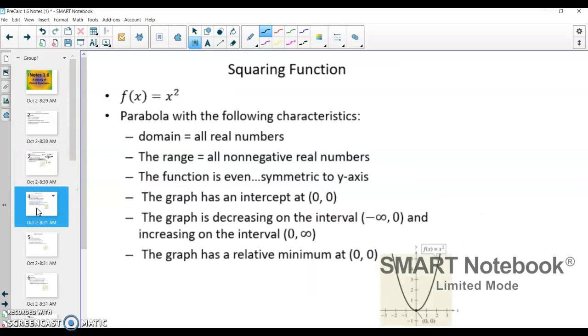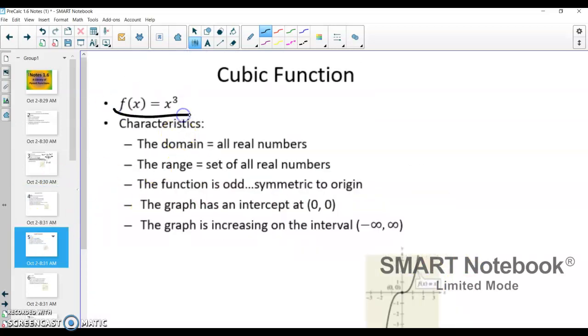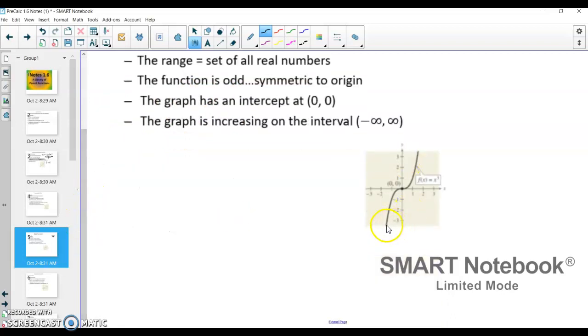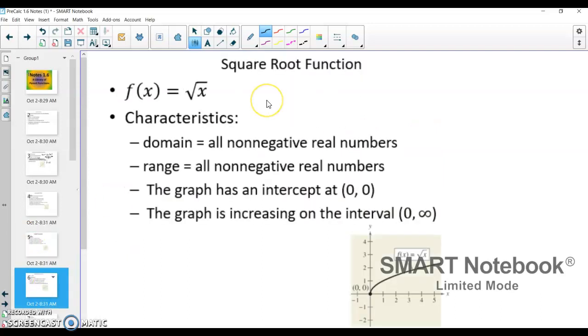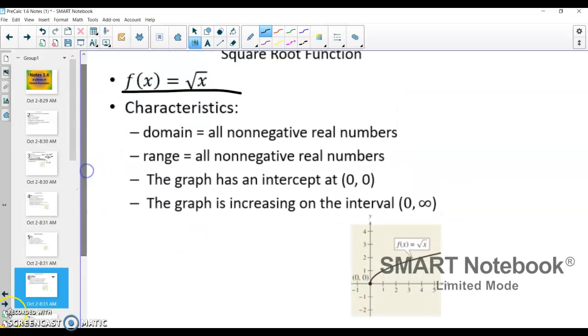The next parent function would be x squared, making this parabola down here. Then we have our cubic function, x cubed, making this sort of spaghetti noodle shape where it's increasing, it flattens there and then keeps increasing. It has symmetry around the origin. Our square root function has just the positive side of things. If we added the negative side, all of a sudden it wouldn't pass the vertical line test. So really we just look at the positive side of the square root function.